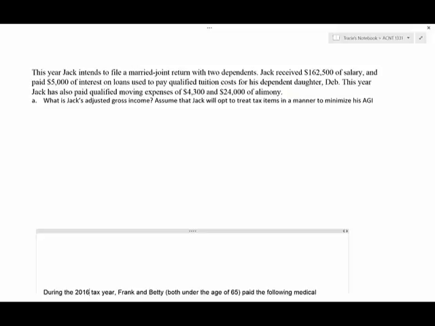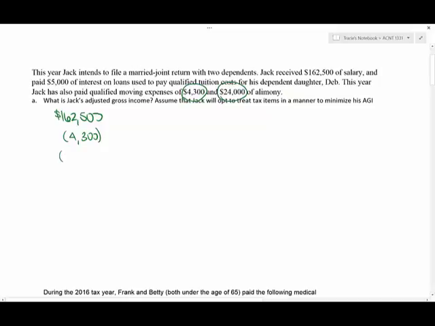Okay, so we will start with our gross income, which is $162,500. That's the amount of the salary that the taxpayer received. Then I'm going to take off my deductions for AGI that do not have a phase out. So that would be the moving expenses and also the alimony. Remember, alimony is a deduction for AGI also. We talked about that in the last chapter.